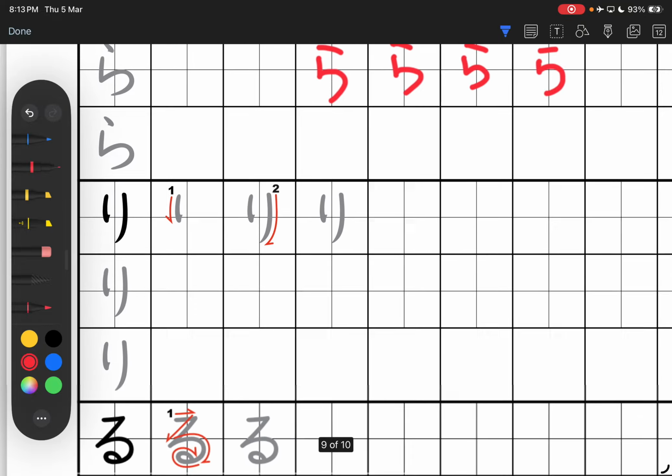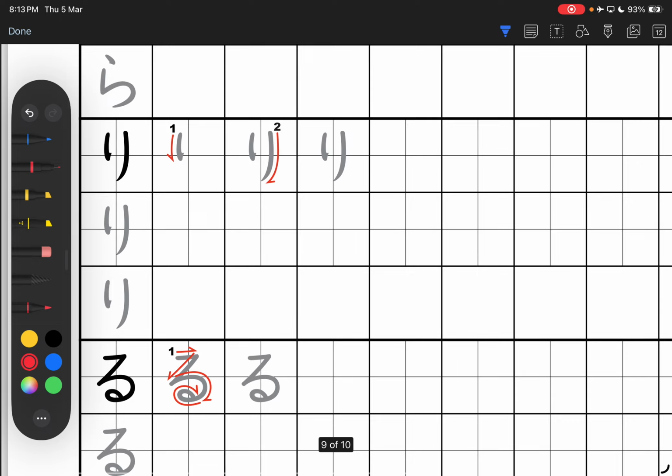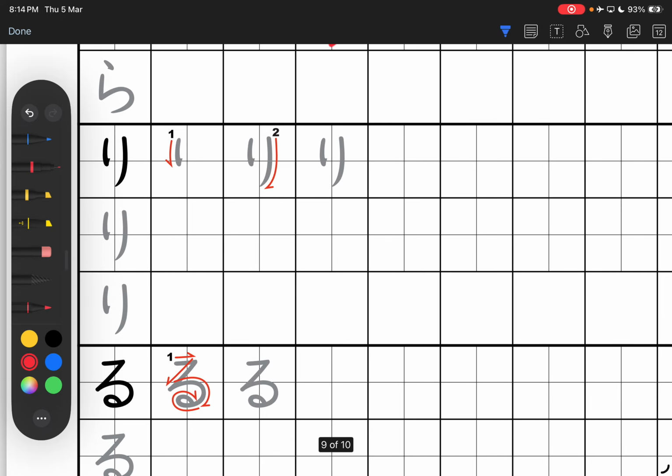Next we have the RI sound, D. Okay, first let me show you the katakana first. So the katakana is supposed to be like that. Right, this is the katakana. The katakana has two parallel lines, so we want to avoid looking like the katakana. So what should we do?